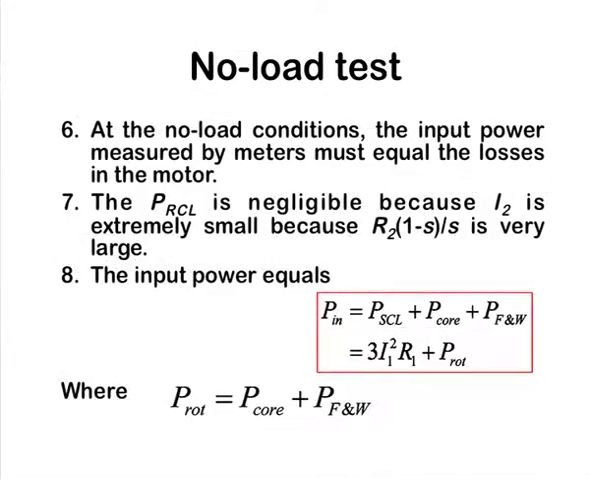and therefore, at no load condition, the input power measured by the meter is equal to the losses in the motor. Also, the rotor copper loss is negligible because the rotor current is small, because R2 (1-s)/s is very large. So, the input power is equal to the stator copper loss plus the core losses plus the friction and windage losses. So, one parameter we have found out, that is the losses in the motor, with the help of the no load test.